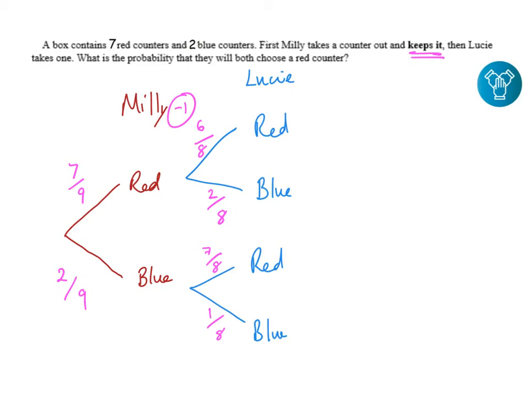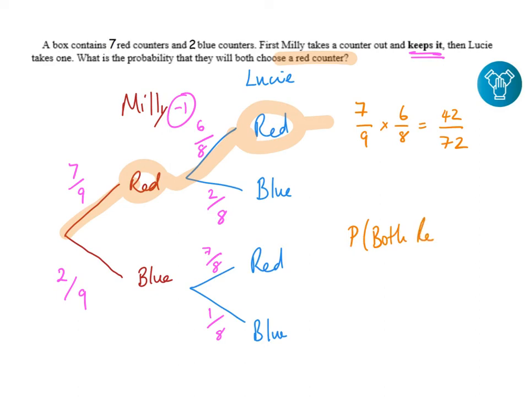So again, the probability that we're looking at is 2 reds, so we're going red and then red again. So that means my calculations are going to be 7 over 9 times by 6 over 8. So that's the probability. I can cancel that down. That'll give me 21 over 36, or divide by 3 again gives me 7 over 12.